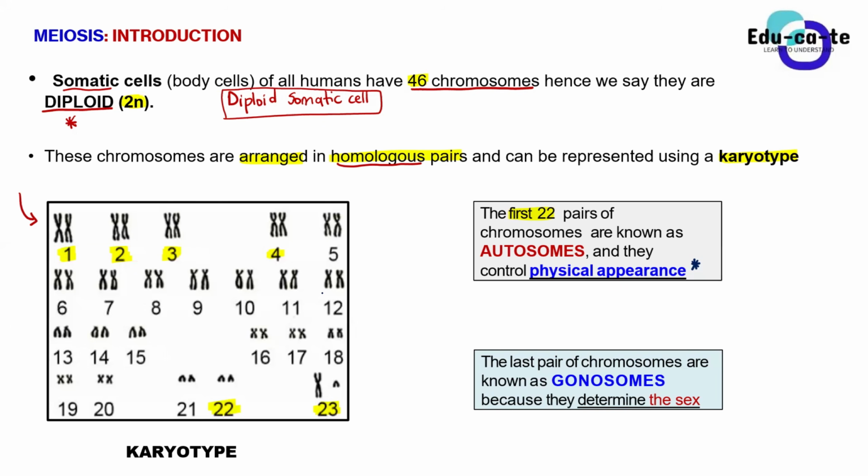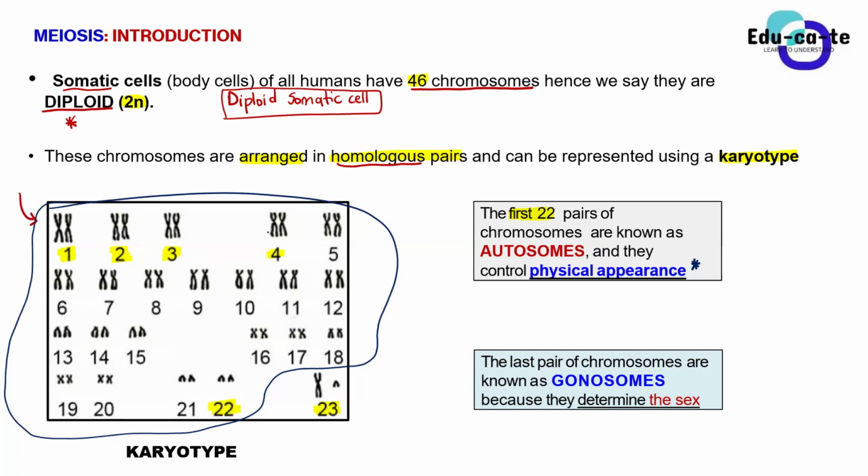Are we guys still together? Yes, sir. All right. Since we say that there are 23 pairs of chromosomes in a human karyotype, or in this diagram, or in a body cell, we've already classified the first 22 pairs as what? As autosomes. All of these, pair number 1 to pair number 22, are autosomes. They are the ones making you look the way you look.